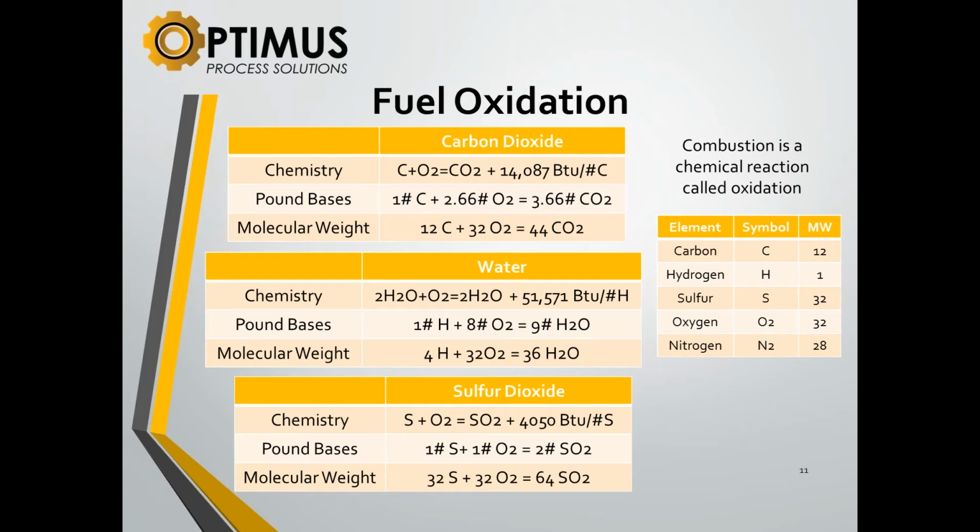Right. Anyway, the same thing applies to hydrogen. For 1 pound of hydrogen, you're going to get 51,000 BTUs. And for SO2, you can see it's like 4,000. So this is all the same theme. It's just chemistry. Yeah, just a little different characteristic depending on what it is.